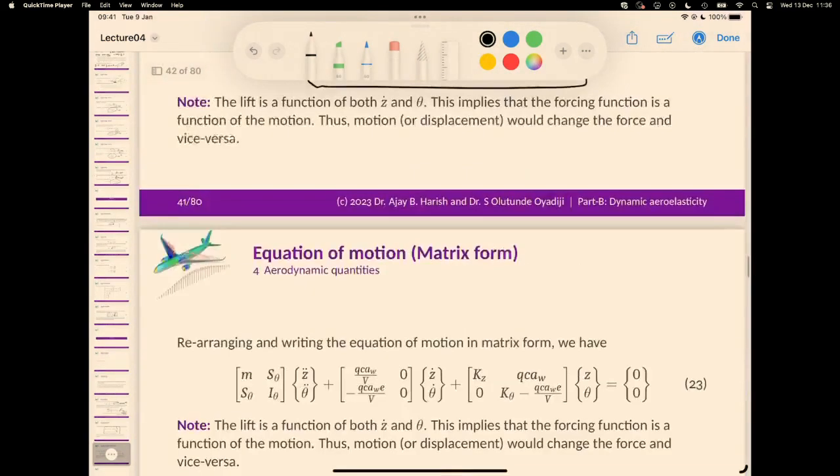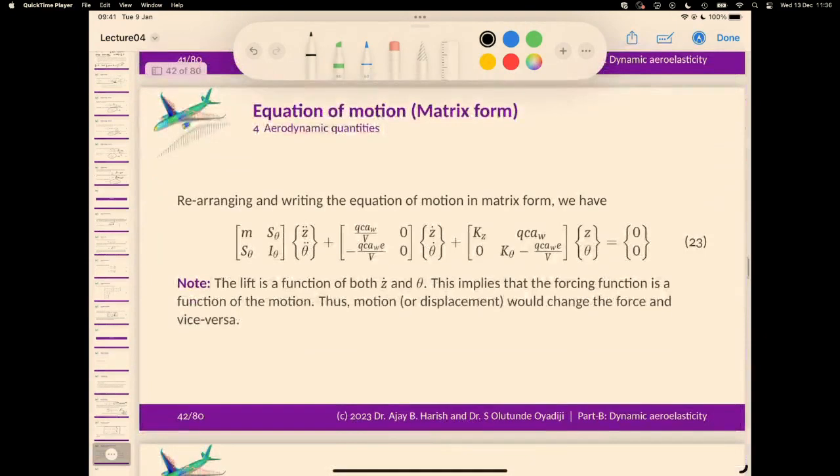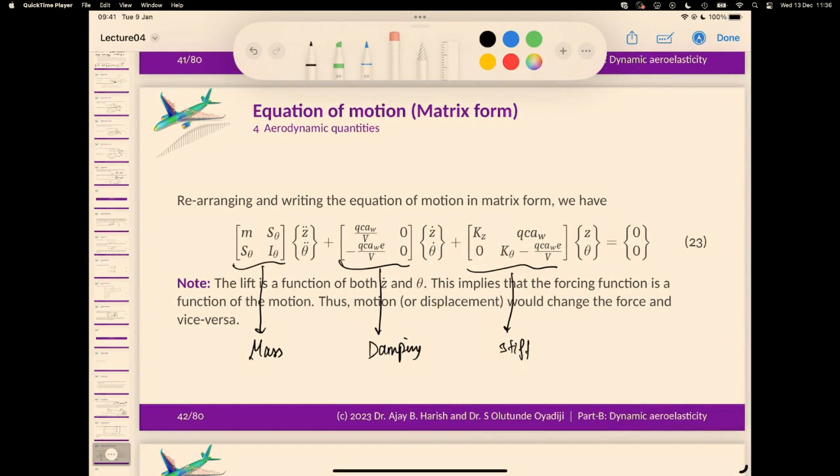Or I can rewrite this entire thing into a matrix form, where we have the mass matrix, our damping matrix, and our stiffness matrix. Okay, so one thing that we probably have, if you notice, is our right-hand side is zero here. So there is no forcing function.